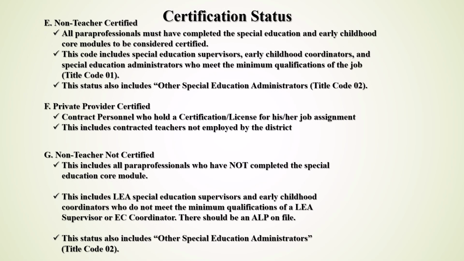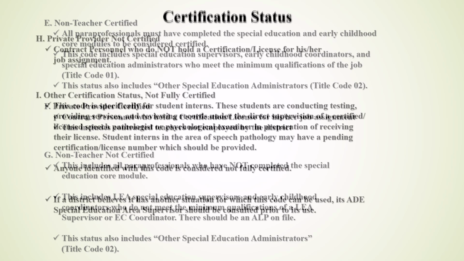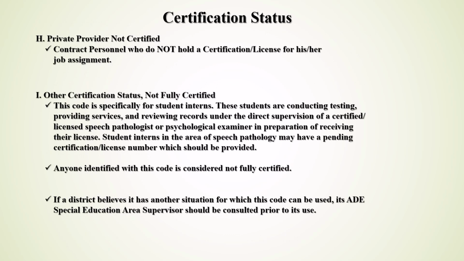E includes all paras that have completed the core module for certification and special ed supervisors, early childhood coordinators, and all special ed administrators, including those with Title Code 2 who possess a license for their title. F includes all contract personnel who are licensed, including SLPs, OTs, PTs, and even special ed teachers, all of who are not employed by the district. G is all of those in E who are not certified or who do not have a license. H would be any of the aides, assistants of contract staff, or anyone not employed by the district who does not hold a license or certification.